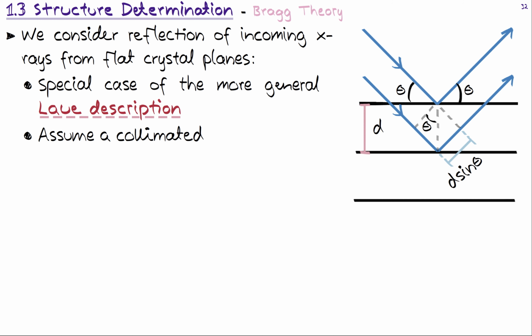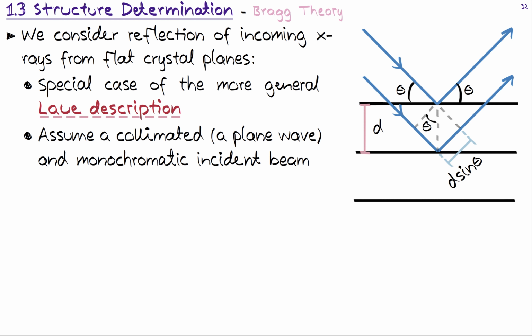And like I said, we are assuming that we have a collimated incident X-ray, so in essence, a plane wave. And we are also assuming here that we have a monochromatic incident beam, so just a single energy is associated with the incoming photon. But this is, of course, just to simplify the treatment for now. And the scattered beam is specular, so that means that the incident angle and the scattering angle in Bragg theory are equal. So this is the kind of scattering we are considering. In the more general case, the Laue description, that does not need to be the case, but more on that later.